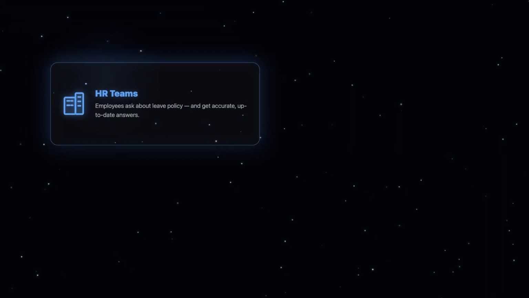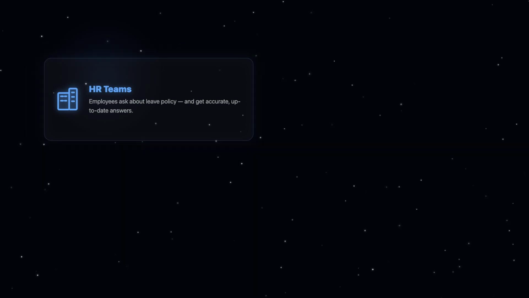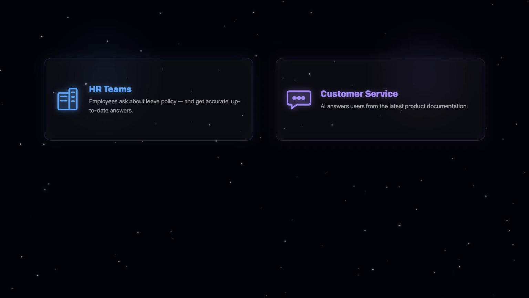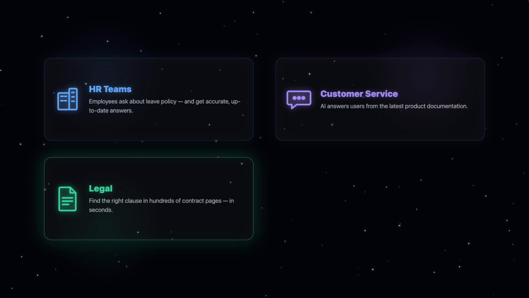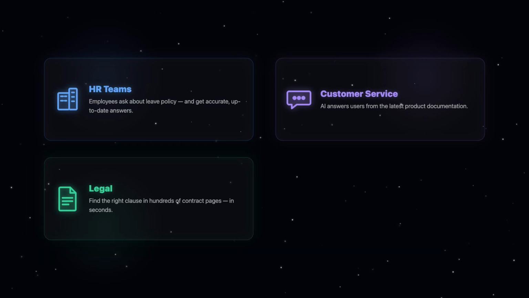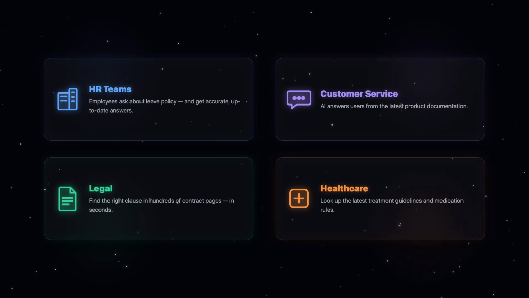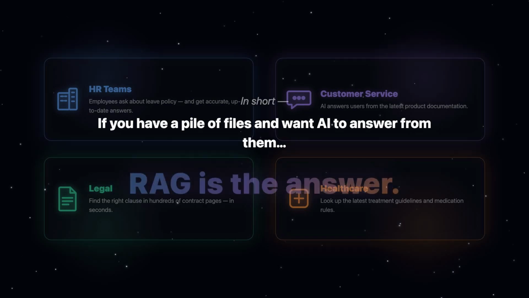So who actually uses RAG in the real world? HR teams use it so employees can ask about leave policies and get accurate answers, not outdated info. Customer service teams use it, so the AI answers user questions based on the latest product docs. Lawyers use it to find relevant clauses in hundreds of pages of contracts in seconds. Healthcare teams use it to look up the latest treatment guidelines and medication protocols. Simply put, if you have a pile of documents and want AI to answer questions from them, RAG is the answer.